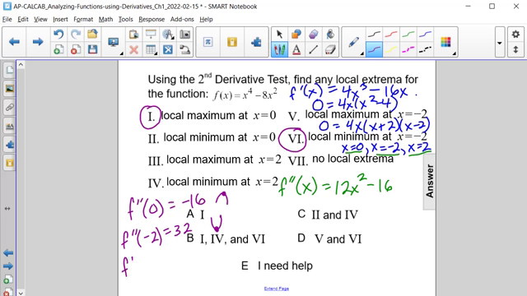And now we have to do f double prime of +2. +2 squared is 4. 4 times 12 is 48. 48 minus 16 is 32 again. And because it's positive, that means it's concave up, and it has a local minimum. So local minimum at x equals +2. So we have 1, 4, and 6. 1, 4, and 6 is answer choice B.